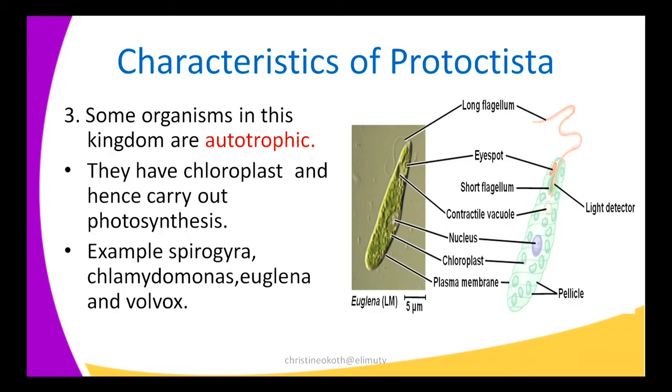Now looking at our illustration, we have a Euglena here. Then we can look at where the chloroplast is found within the organism. The green pigments in that diagram, those are the chloroplasts, which are responsible for the process of photosynthesis.